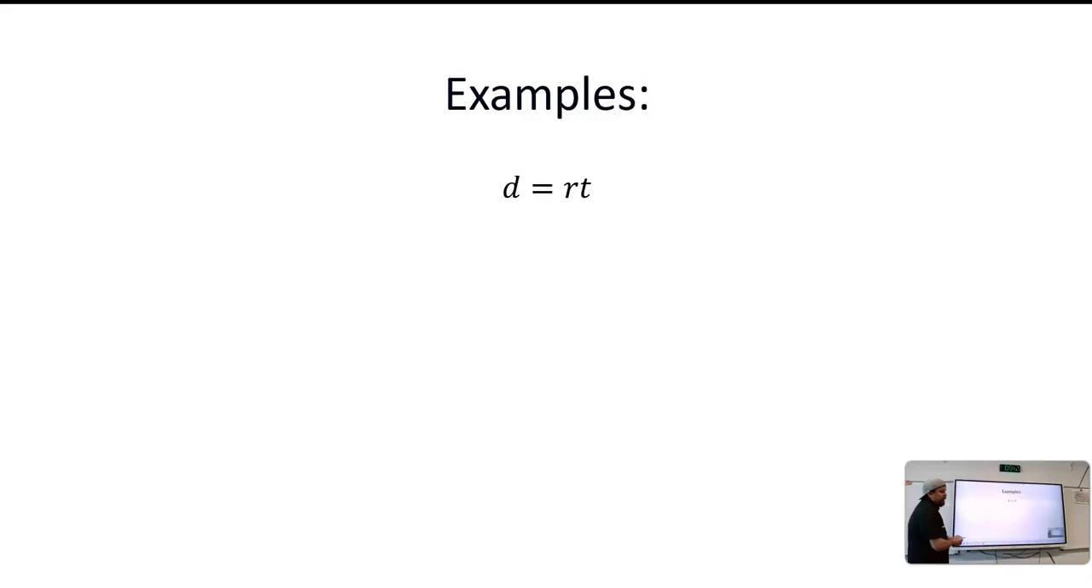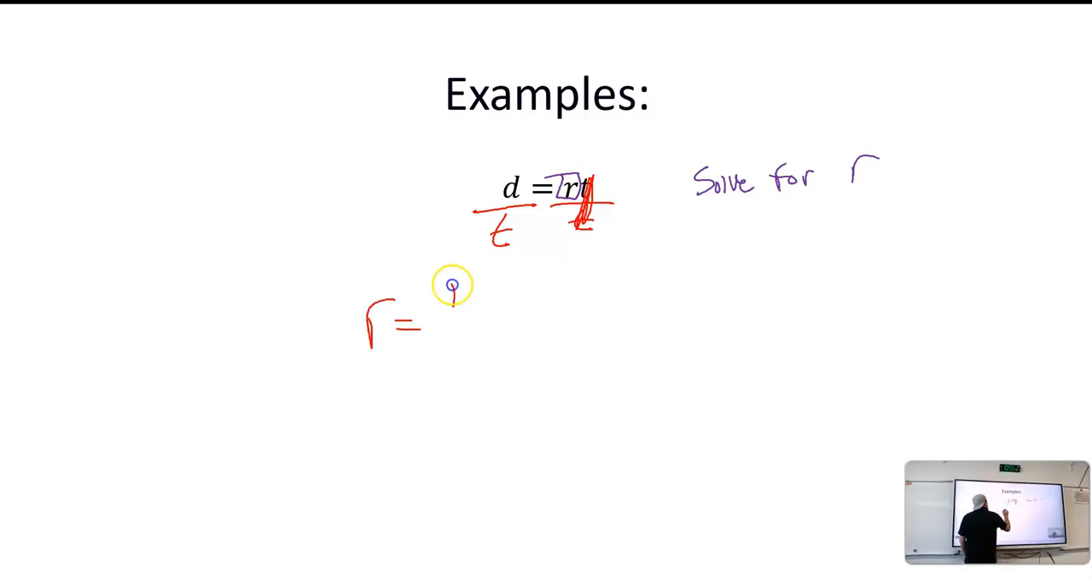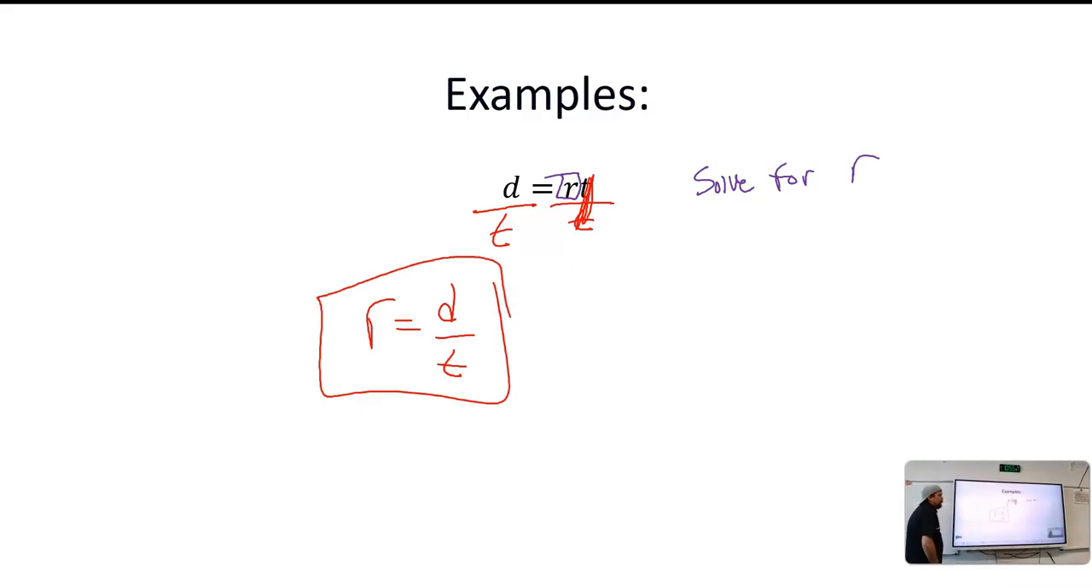Okay, d equals r times t. All right, let's solve for r. Okay, so we want this to be by itself. All right, so what is connected to it? There's a t, and it's connected through multiplication. So the inverse of multiplication is division. So we're going to divide by t, which allows those to cancel each other out. We divide the left side by t, and now r is all by itself. So we get r equals d divided by t. That would be my solution for solving for r.